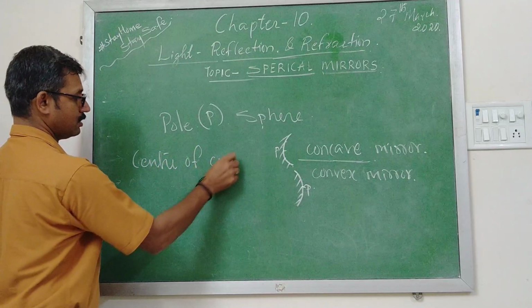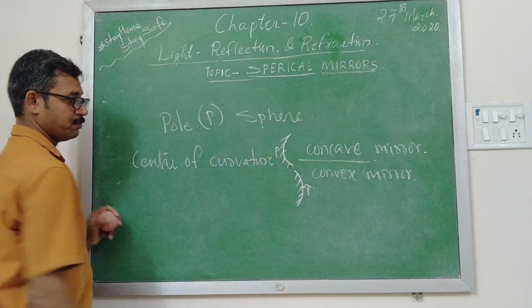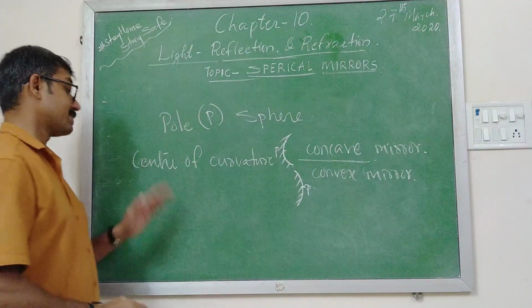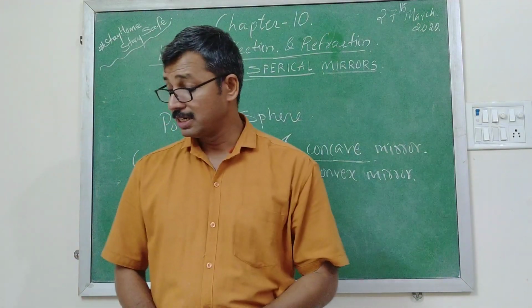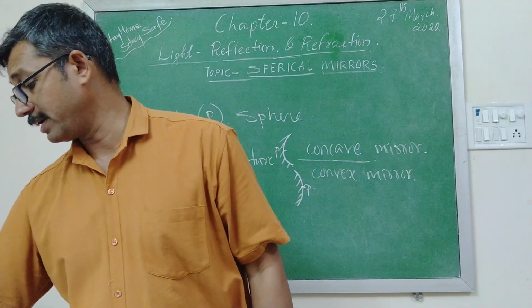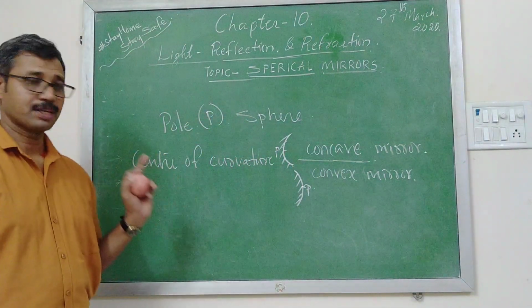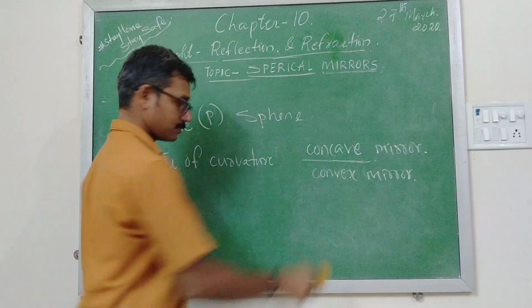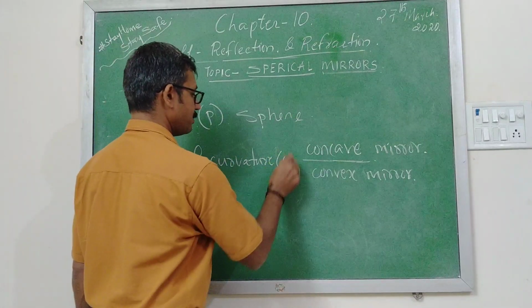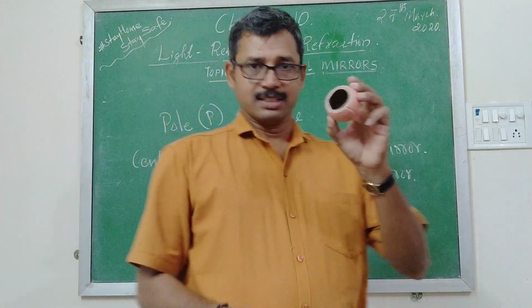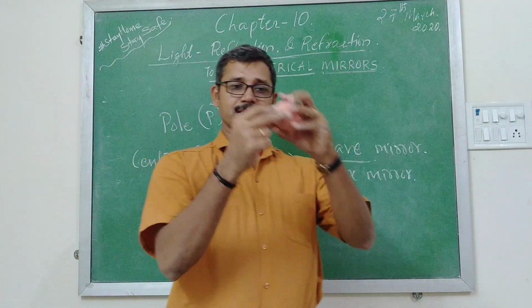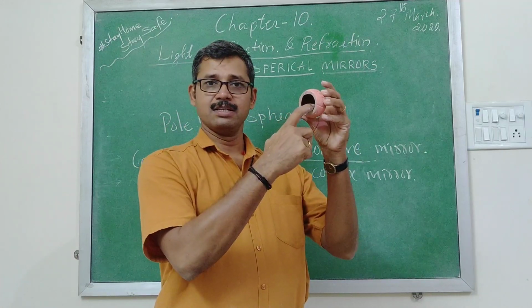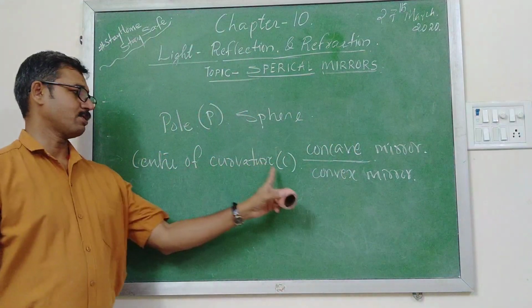Center of curvature, very important. What is the center of curvature? How will you define it? The center of the sphere of which the mirror is a part. You can note it down. Now look, this is the sphere. This mirror is a part of this sphere, and this sphere has a center. That center is called the center of curvature.